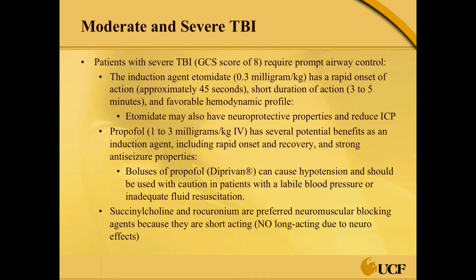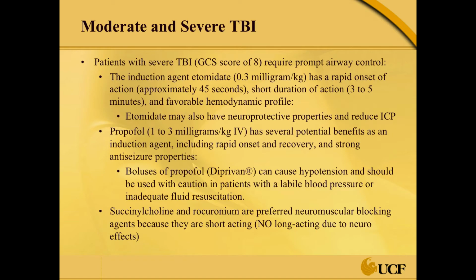Patients with severe TBI of a Glasgow less than 8 are going to require prompt airway control. Etomidate is actually, I said it sucks, I apologize, but etomidate is a good choice. It's delivered at 0.3 milligrams per kilogram. It has a rapid onset of action, about 45 seconds, short duration of action of 3 to 5 minutes, and a good hemodynamic profile. So I apologize, I said succinylcholine earlier.